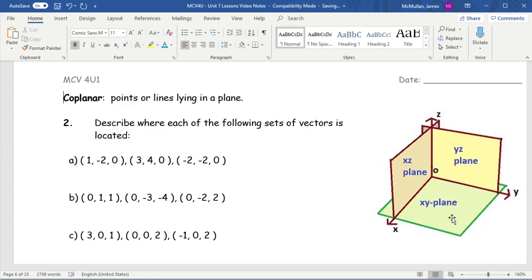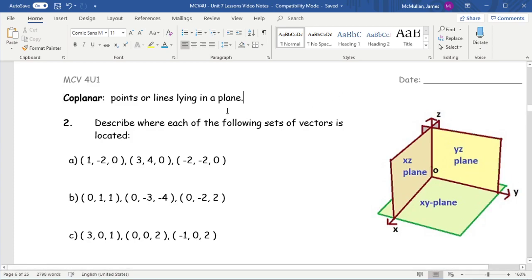Underneath you and above you, you have the floor and the ceiling. On the floor and the ceiling, you cannot move up or down. If you moved up or down, you would exit that plane, right? So on the floor, you can move in an x direction, which is forward and backward. You can move in a y direction, which is left and right. You cannot move in a z direction, because if you moved in a z direction, you would leave the plane.